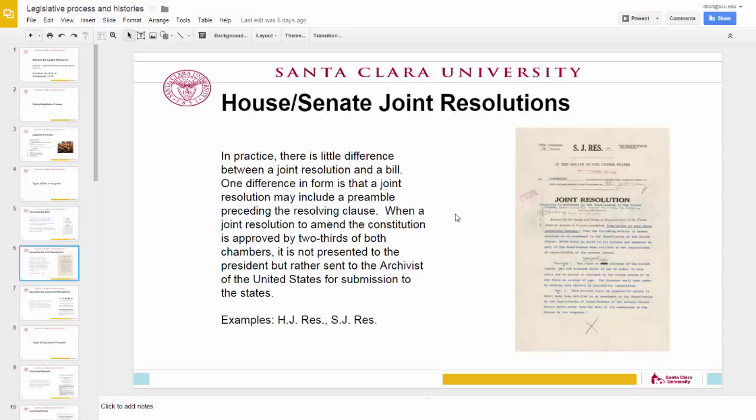There are also joint resolutions. In practice, there's very little difference between a joint resolution and a bill. The major difference is simply the form. When a joint resolution is to amend the Constitution, it has to be approved by 2/3 of both chambers, but it's not presented to the President, but rather to the Archivist for submission to the states.